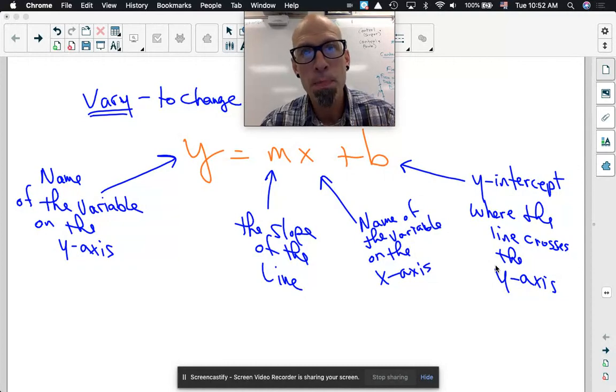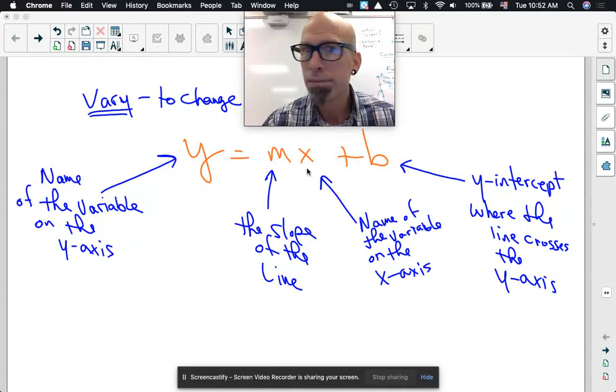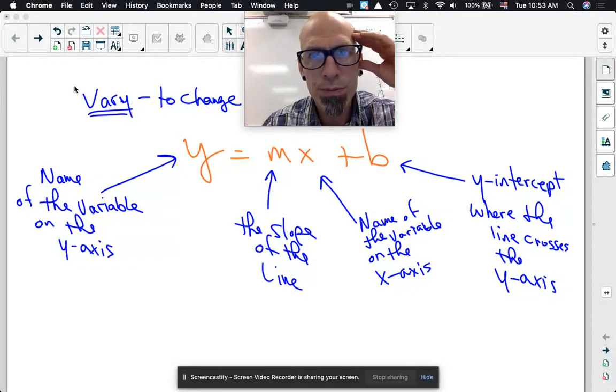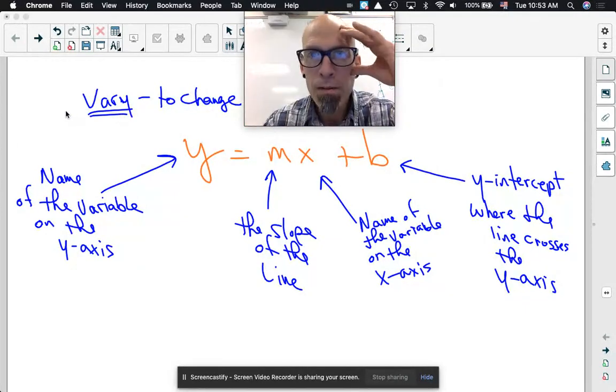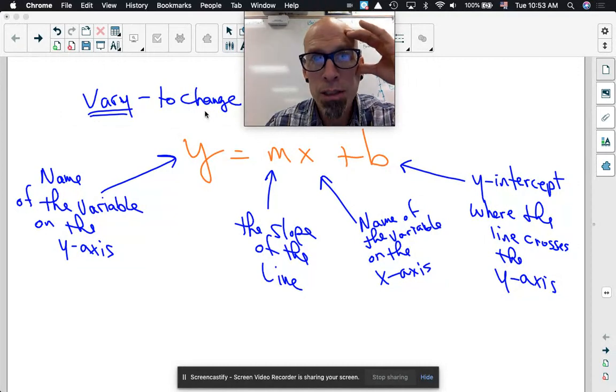It's a value. So the m, the slope, a value, a number. B, a number, an actual value. The y and the x, not numbers. They are names of variables. What is a variable? The root is vary, not V-E-R-Y. V-E-R-Y means like a lot. Vary, V-A-R-Y, means to change. So these variable things, okay, they can change.